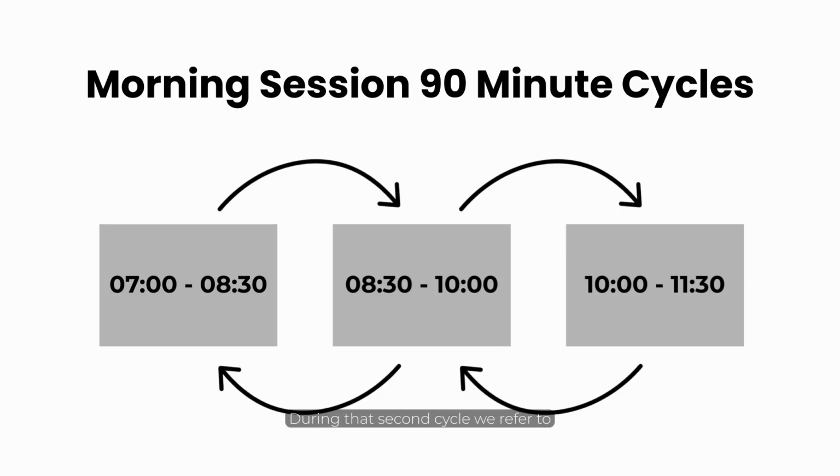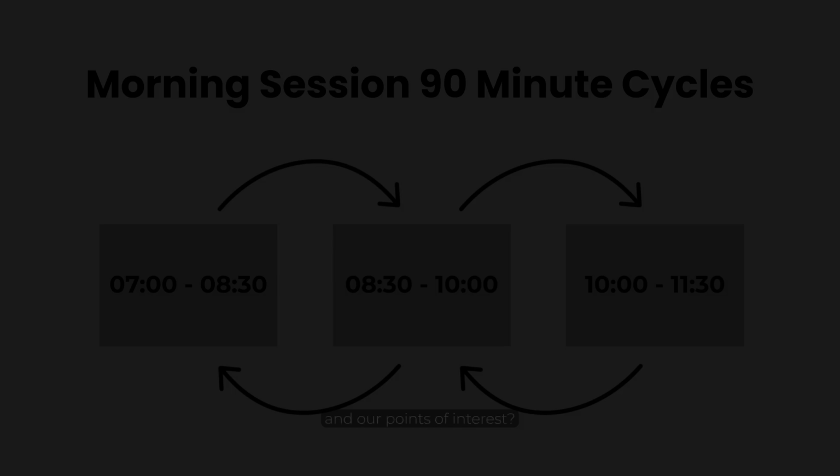During that second cycle, we refer to the high and low of that previous cycle. After the second cycle, we have the third cycle from 10 to 11:30 a.m. The way that the third cycle delivers is influenced by how the second cycle from 8:30 to 10 a.m. delivers. Therefore, when the third cycle opens up, we pay attention to the high and low that formed between 8:30 to 10 a.m. Do you understand how we can look back into the past to see where the high and low of the previous time cycle formed to determine our draws on liquidity and our points of interest?